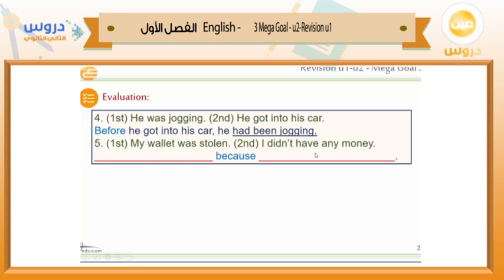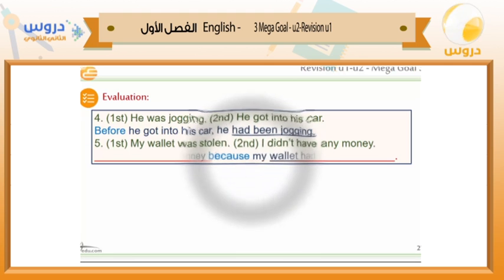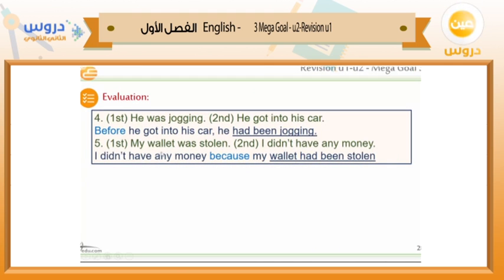Number 5, the first sentence, my wallet was stolen. The second, I didn't have any money. And we are going to use because. We say what? I didn't have any money because my wallet had been stolen.